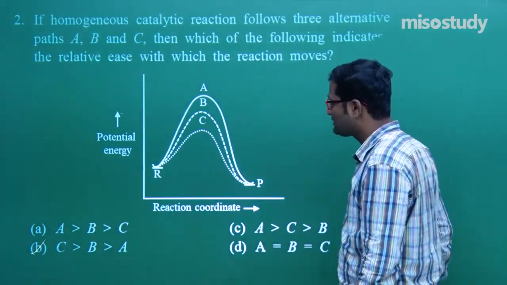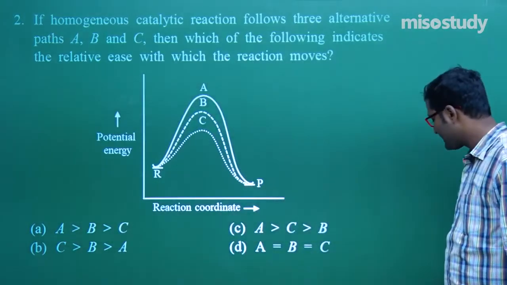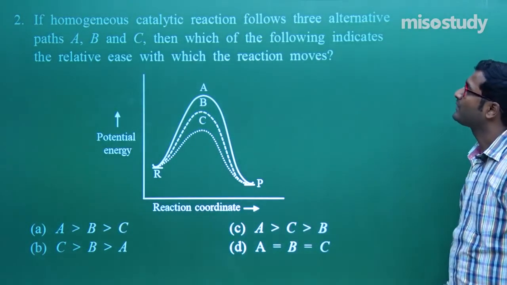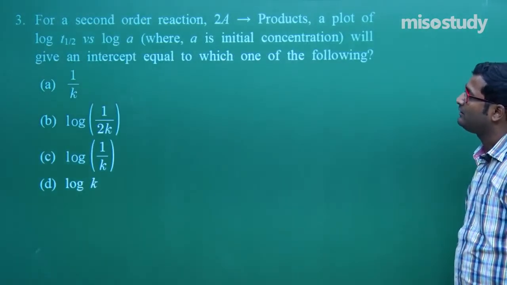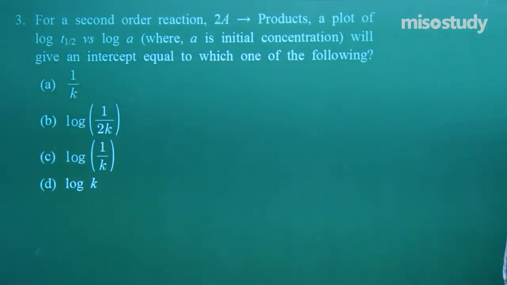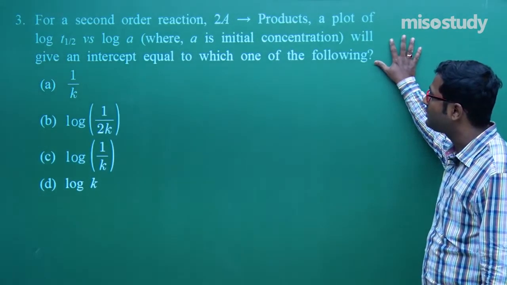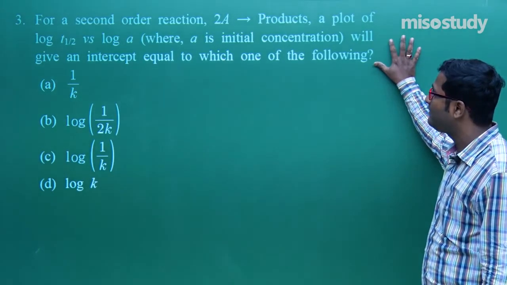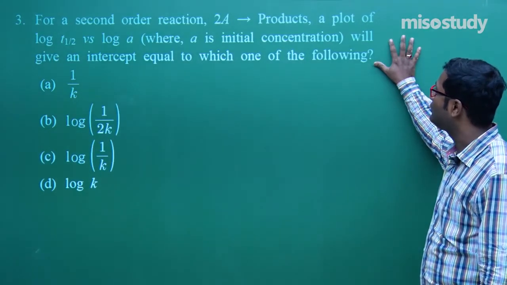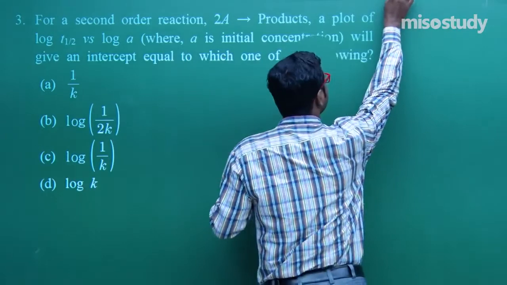Now I am going to rub this part and we'll discuss the next question. What is the next question? Check it out. That is the third. For a second order reaction, a plot of log t half versus log a will give an intercept equal to which of the following? That is, we have to find the intercept in this case.